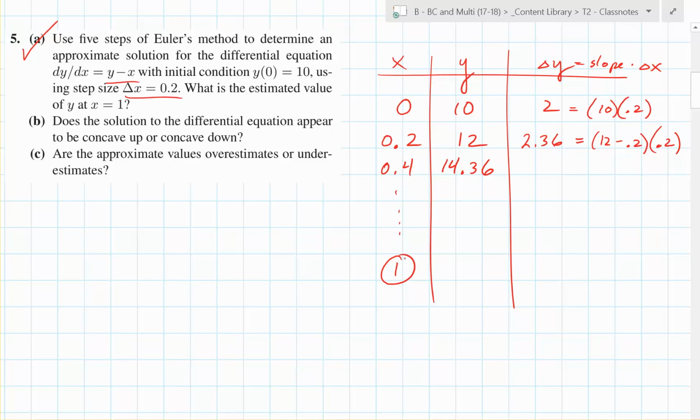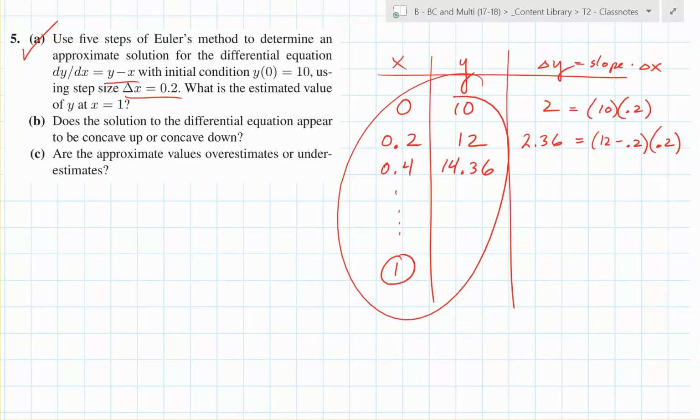So then it tells you how to go about doing this in B. Does the solution to the differential equation appear to be concave up or concave down? When it uses the word appear, that means do not try to integrate this. Don't try to find the actual solution. You will run into a wall that you do not have the ability to go over yet. So what they basically want you to do is plot these points and then see, is it concave up or concave down?